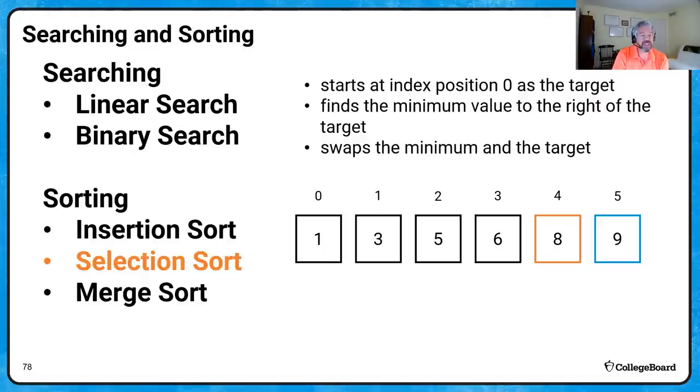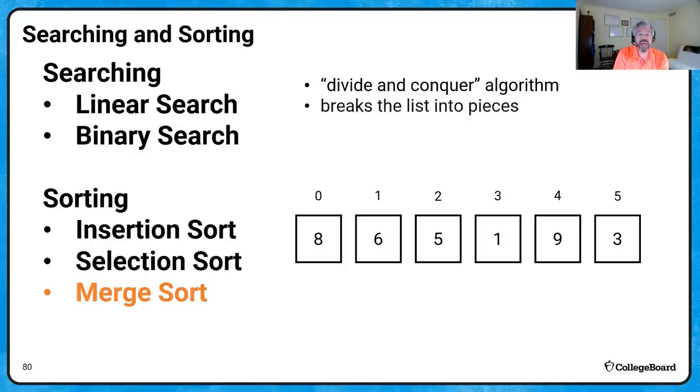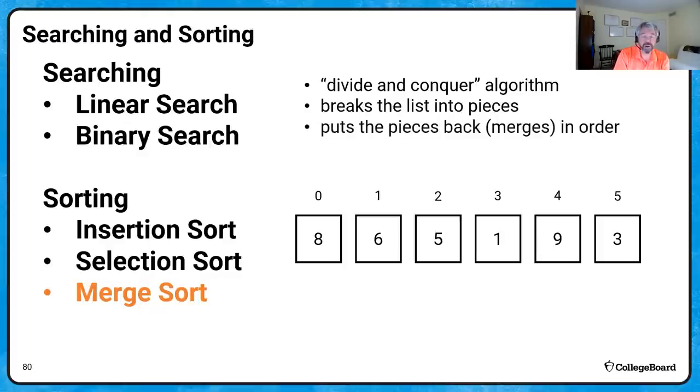And then that brings us to the last one, merge sort. With merge sort, we have another divide and conquer algorithm, which means we're going to end up splitting some things in half. The idea of merge sort is I'm going to break my list into pieces, and as I put the pieces back together, or merge them, I'm going to merge them in order.